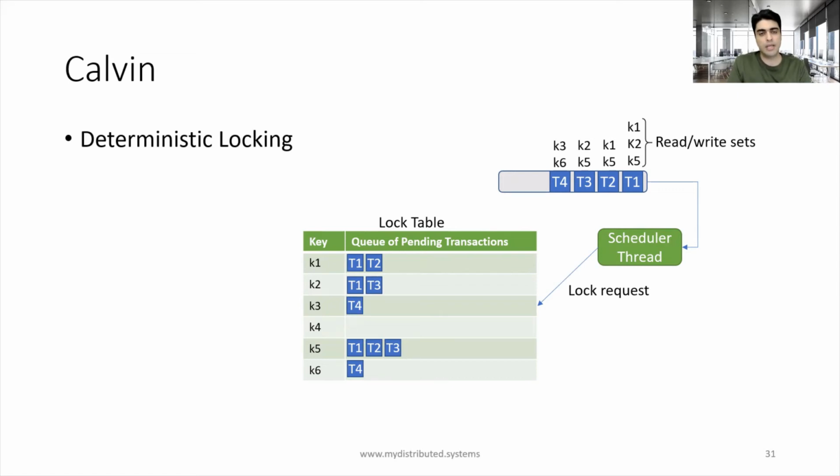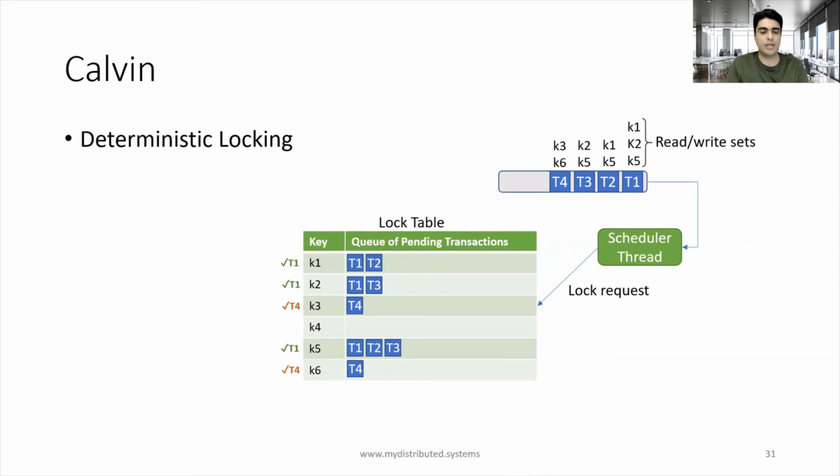So any transaction that successfully obtained the locks for all of the keys in its read and write set is ready to go and can be executed. So here, for example, T1 is ready, right, because it has received K1, K2, and K5. T2 is not ready, T3 is not ready, and T4 is also ready because it has obtained K3 and K6.